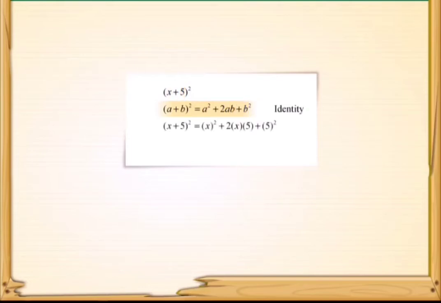You will get x square plus 2 multiplied by x multiplied by 5 plus 5 square. On further simplifying the right-hand side, you get x square plus 10x plus 25. Therefore, using identities is a shorter way to simplify expressions or solve multiplication problems.